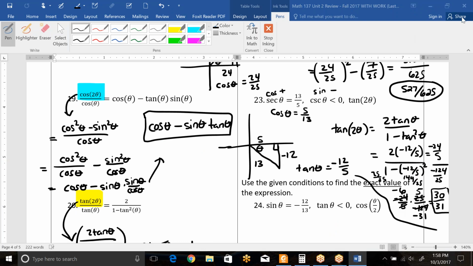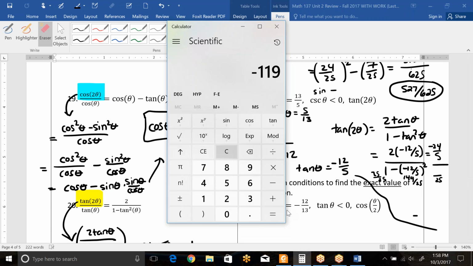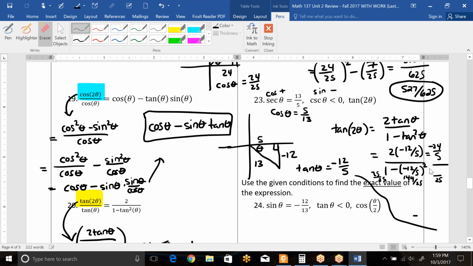Okay, I see where my error is. I'm going to back up. It's because I got to a point where I was writing too small. So let me erase this. I did 25 minus 149, and that's actually a 144. So I couldn't read my own writing. So 25 minus 144 is negative 119 over 25. So that's why this isn't going to work out so nicely.